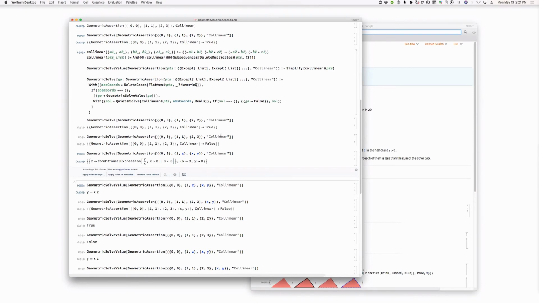Are you okay with this geometric assertion for the geometric solve of something that's already true or false, of having the whole expression go to true or false? Let's think about that for a moment, okay? Right. That is unlike our other solve functions.